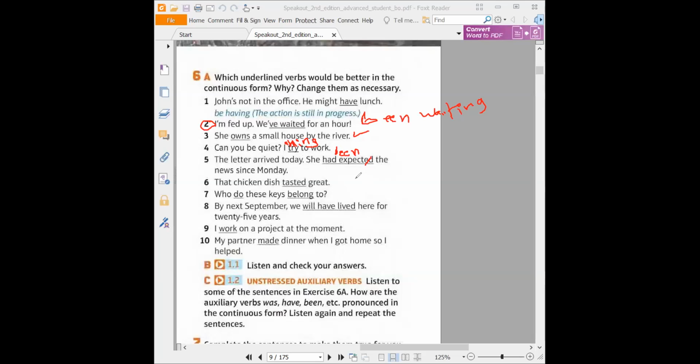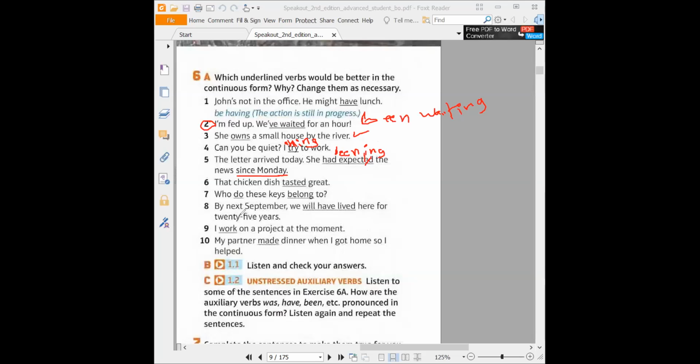She has expected news since Monday. I don't think so. There is a duration here. We don't really use the present perfect for duration. We use it for result, to see the result of an action. Here we're not focusing on the result, we're focusing on the duration. She's been waiting for the news since Monday. It took long.